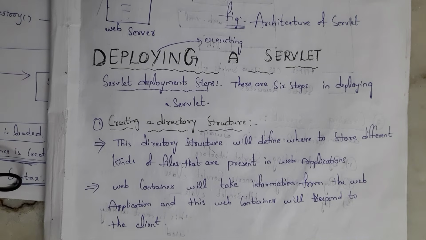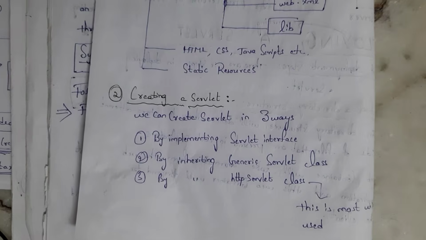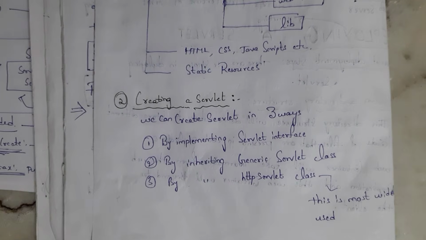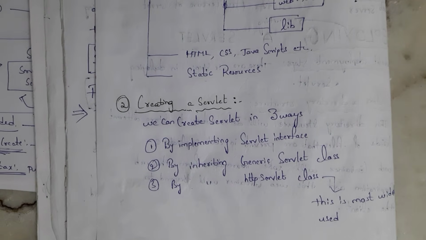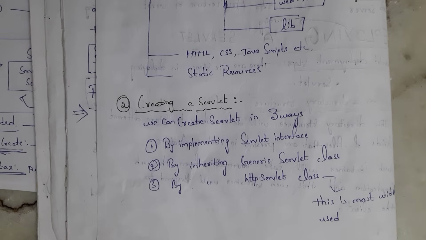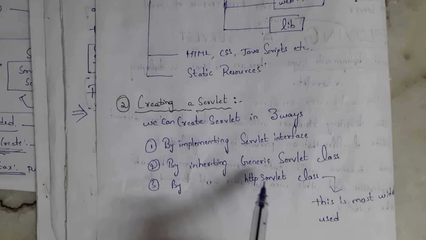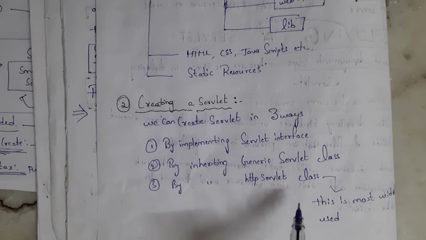In step 1, we created the directory structure, and in step 2, we need to create the servlet. We can create a servlet in 3 ways. The first one is by implementing the Servlet interface, the second one is by inheriting the GenericServlet class, and the third one is by inheriting the HttpServlet class. Among these 3, inheriting the HttpServlet class is the most widely used.